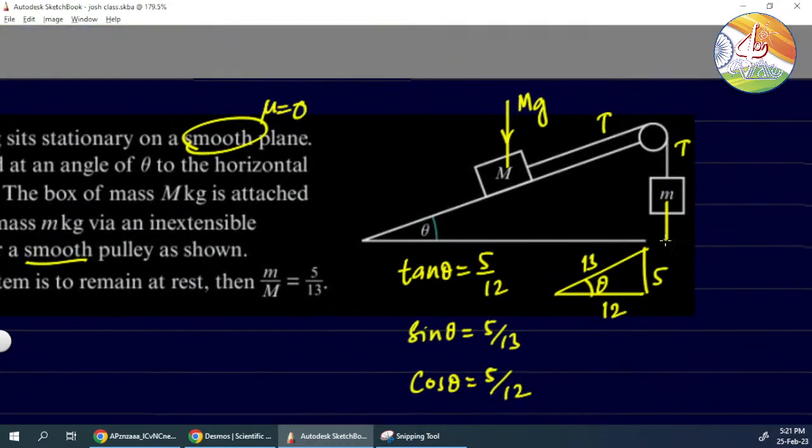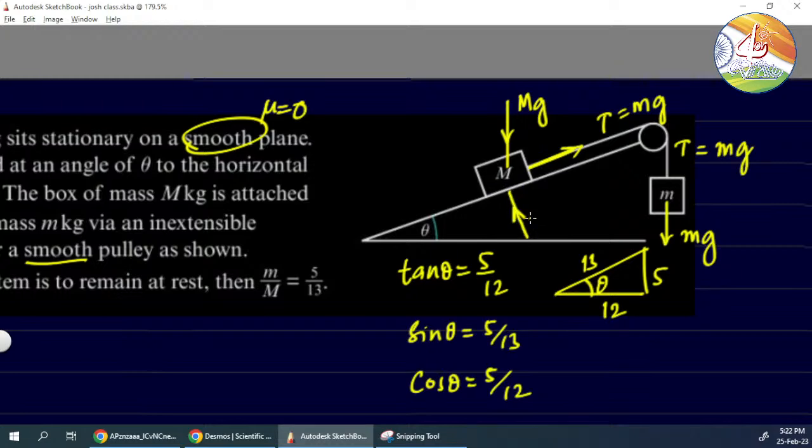So the downward force is how much? Small m into g is the downward force. Now if you take the free body diagram of this, there are only two forces. Downward force is m into g, and tension is the upward force. So tension will also be equal to this because action is equal to reaction when there is no friction. The same tension will act on this side. There is also a normal reaction here.